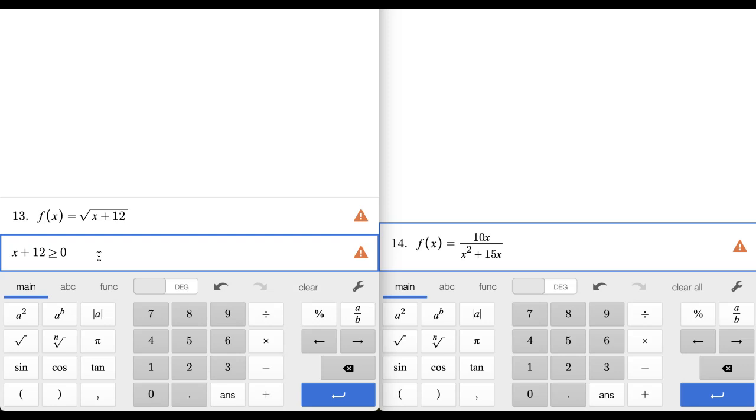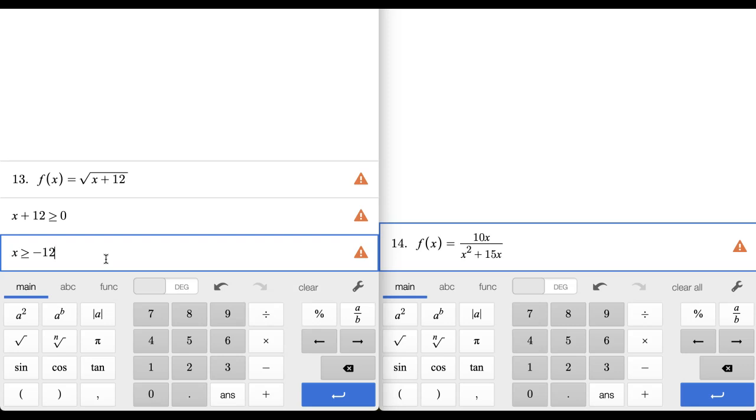So we just have to solve this. Pretty simple. The harder part is actually interpreting what you actually have for the restriction. The solving is pretty easy. So subtract 12 on both sides. Your domain should be any x value greater than or equal to negative 12. So that's number 13.